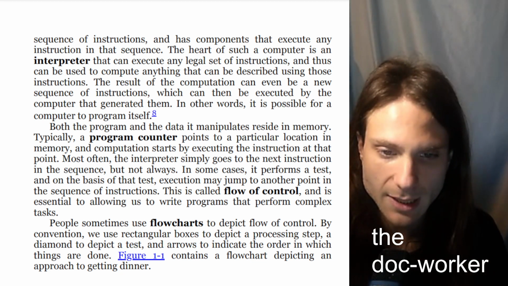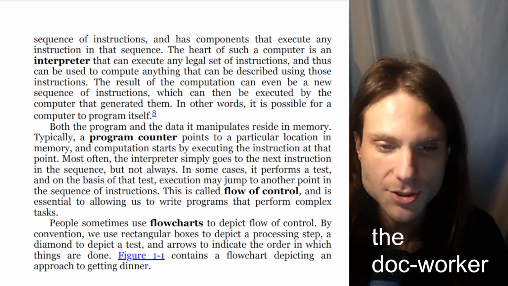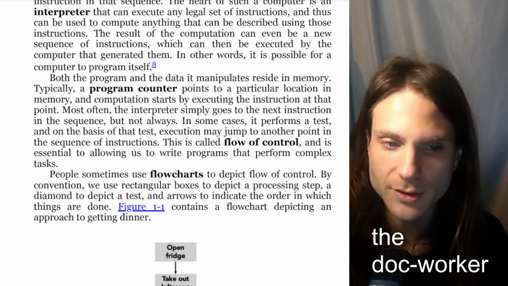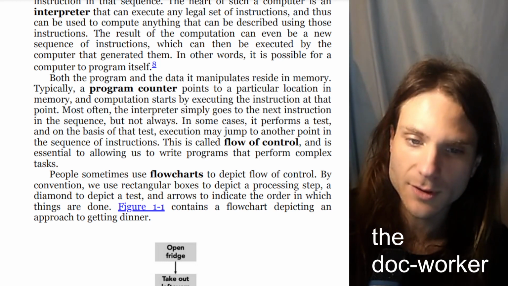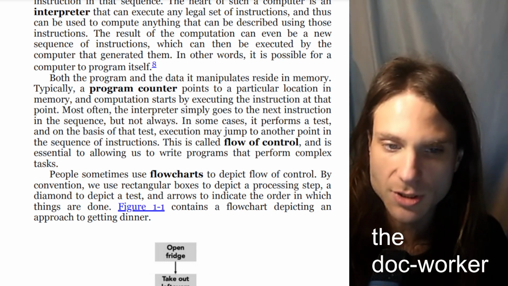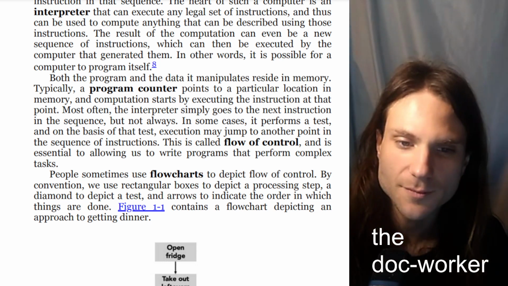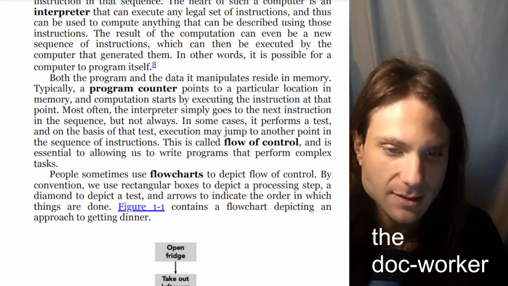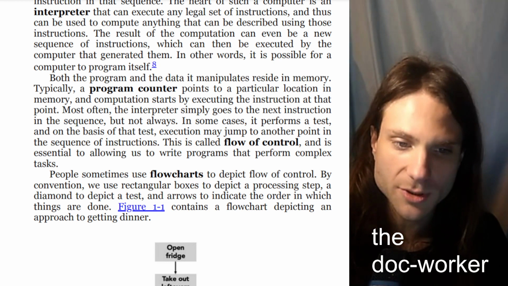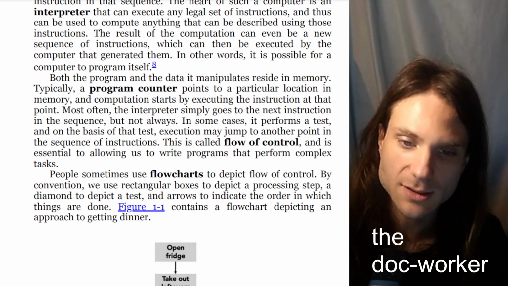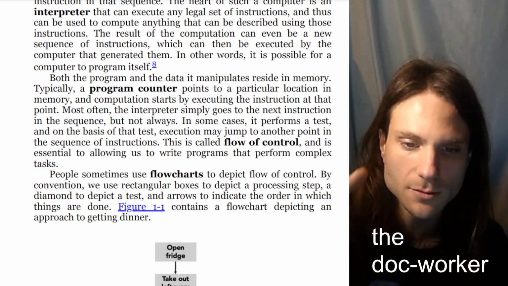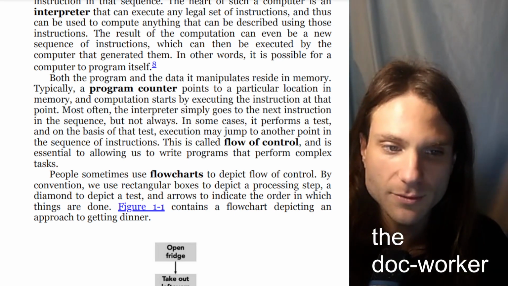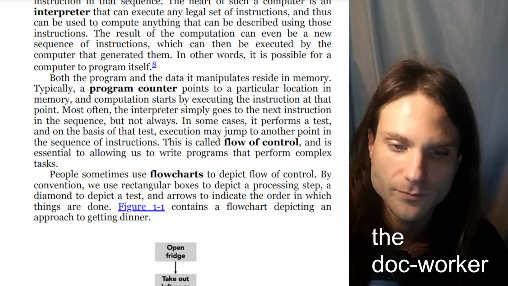Typically, a program counter points to a particular location in memory, and computation starts by executing the instruction at that point. Most often, the interpreter simply goes to the next instruction in the sequence, but not always. In some cases, it performs a test, and on the basis of that test, execution may jump to another point in the sequence of instructions. This is called flow of control, and is essential to allowing us to write programs that perform complex tasks.